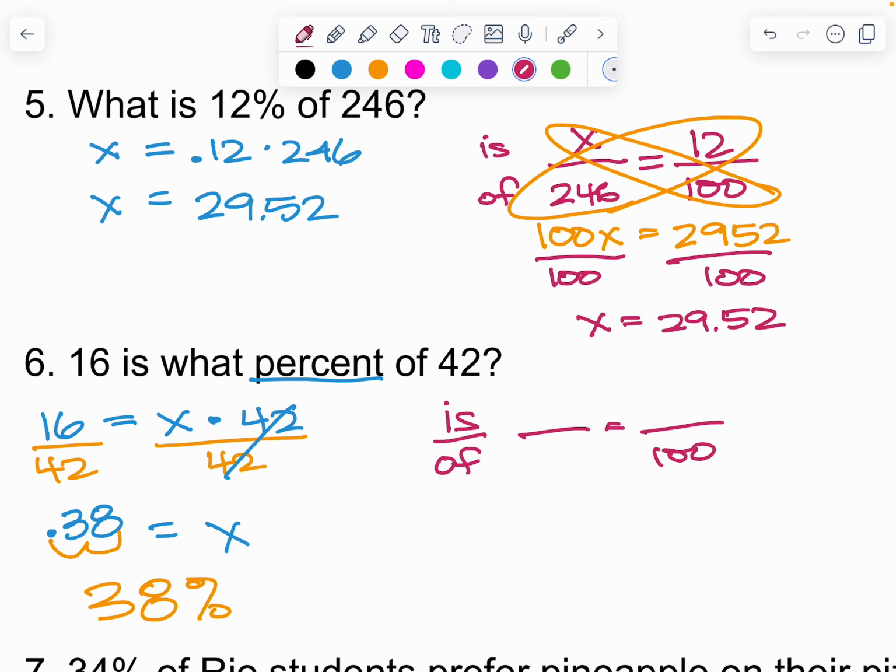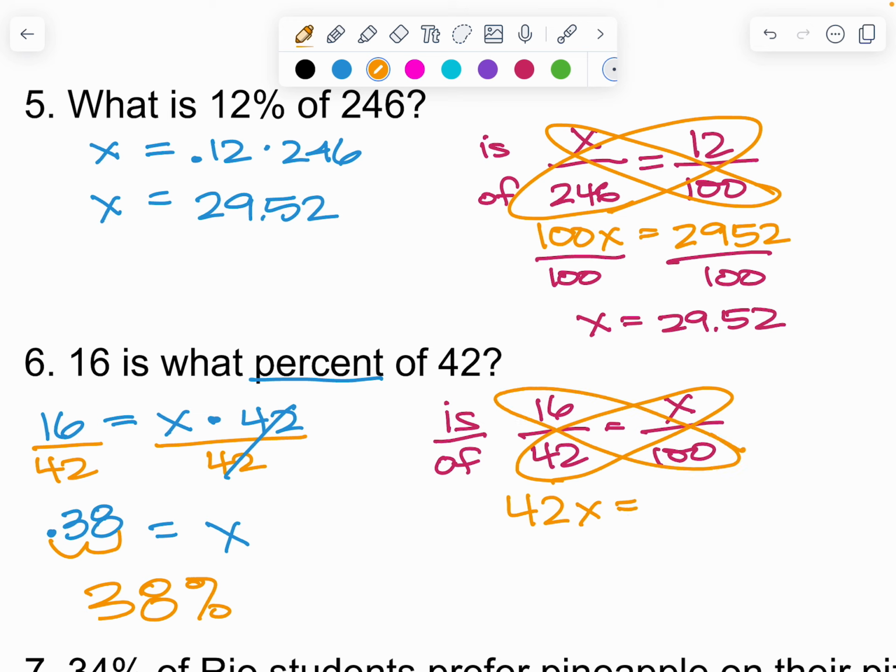Here we go. All right, 16 is, so I put the 16 here. What percent goes there of 42? See, the words just tell you. You guys know how to read. You can do this. 42x equals a big number. There it is. And then I'm going to divide by 42, divide by 42, x equals, put it in your calculator.